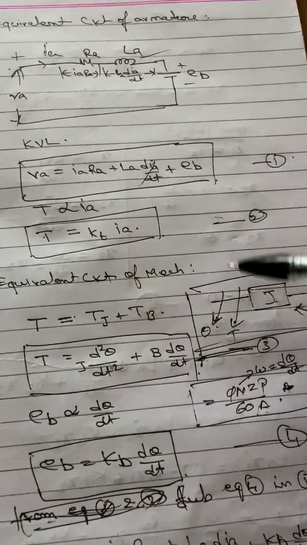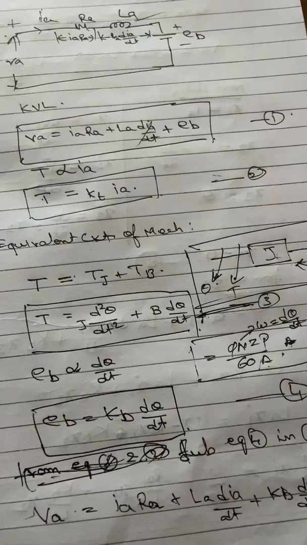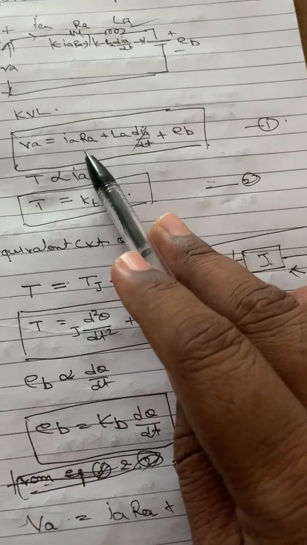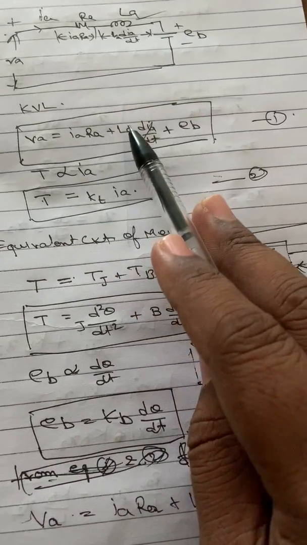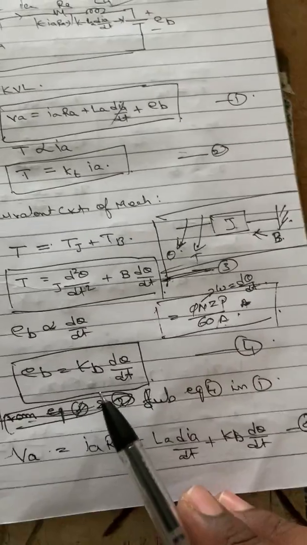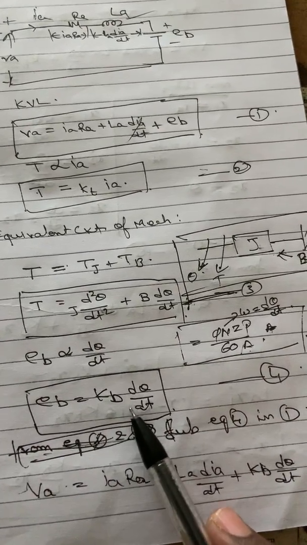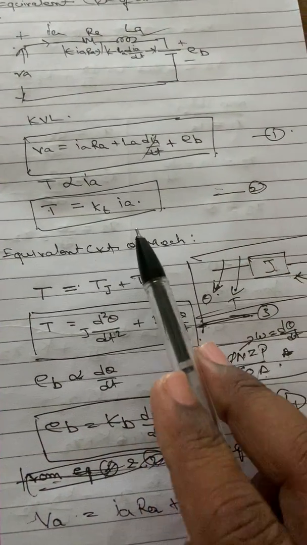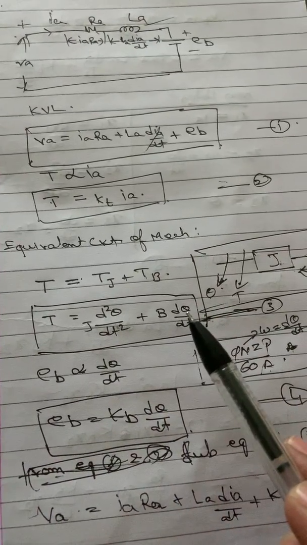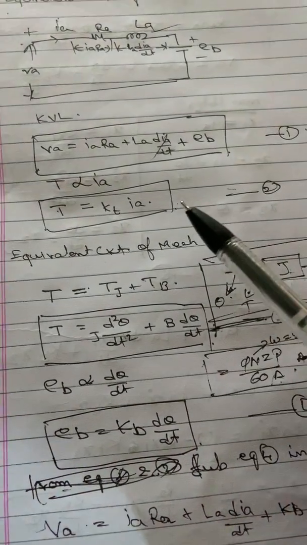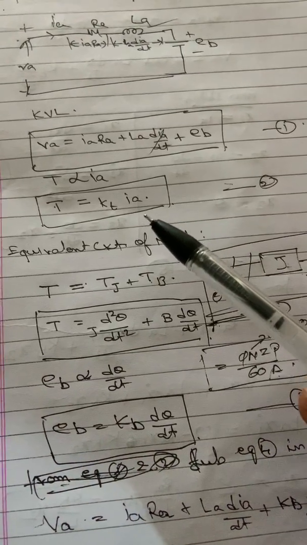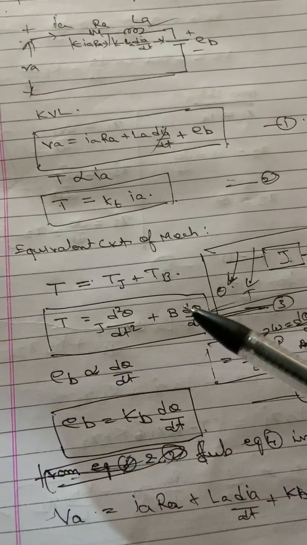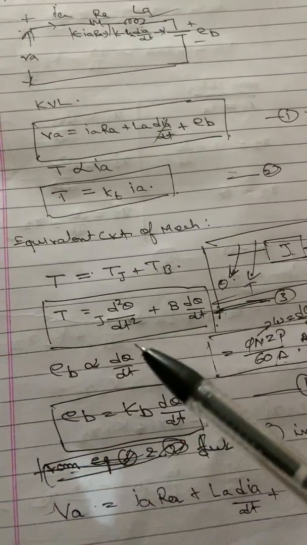So based on these 4 equations, we are going to get the 2 differential equations. You see equation number 1 consists of VA, the drop across RA, LA and EB, and equation number 4 is also EB. Therefore, if you substitute equation number 4 in equation number 1, it becomes one differential equation. Similarly, equation number 2 is a torque, and equation number 3 is also the motor torque developed. Therefore, you can combine equation number 2 and equation number 3. This will be another differential equation. Therefore, the total system is now given by 2 differential equations. One corresponds to the electrical part and the other corresponds to the mechanical part.